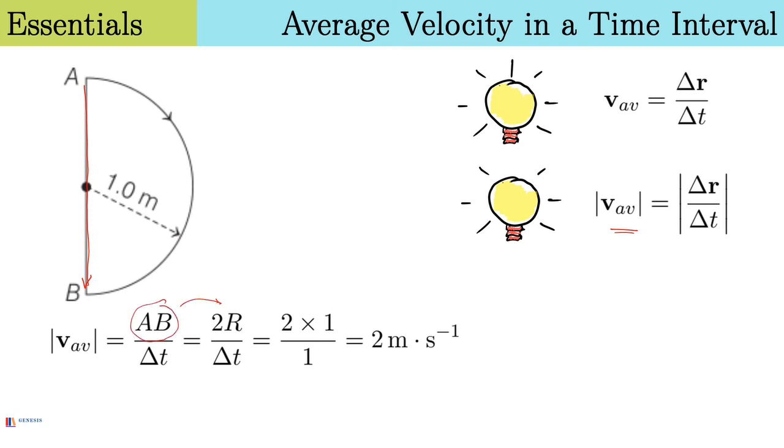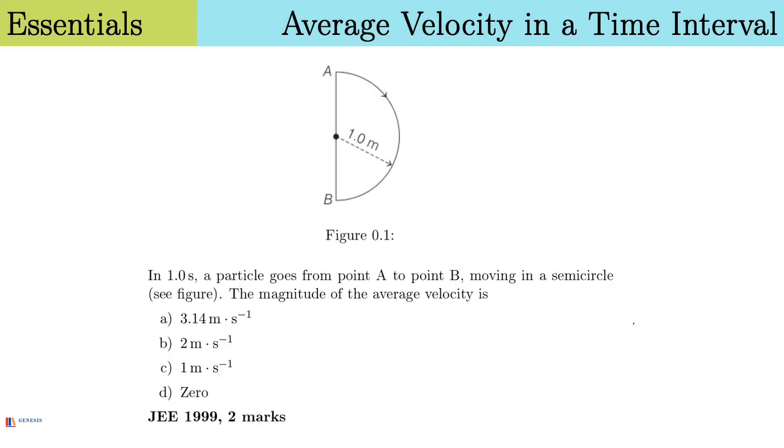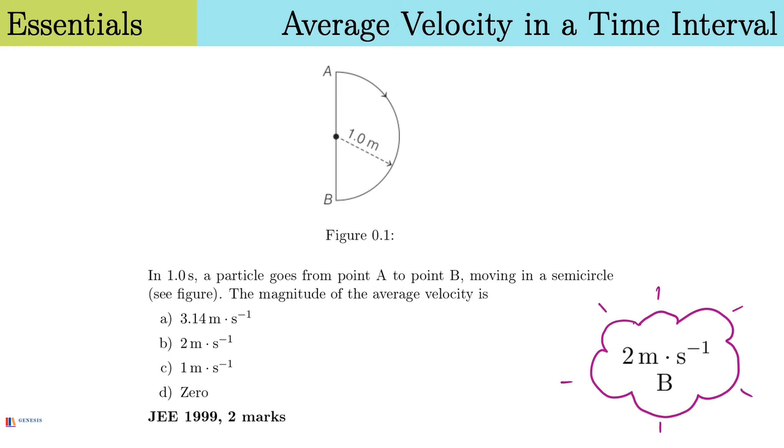Now AB is the diameter of the circle and therefore it is equal to 2r by delta t. Radius, as you can see in the diagram, is 1 meter and therefore the answer is 2 into 1 by 1. Delta t was 1 second and you get the answer as 2 meter per second. Hence B is the correct option.